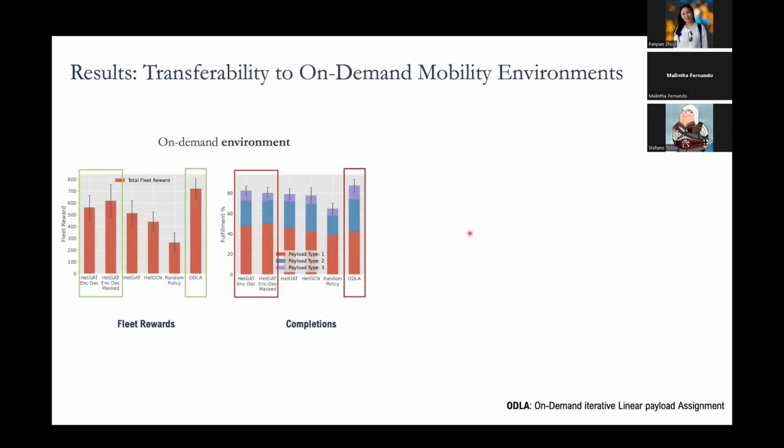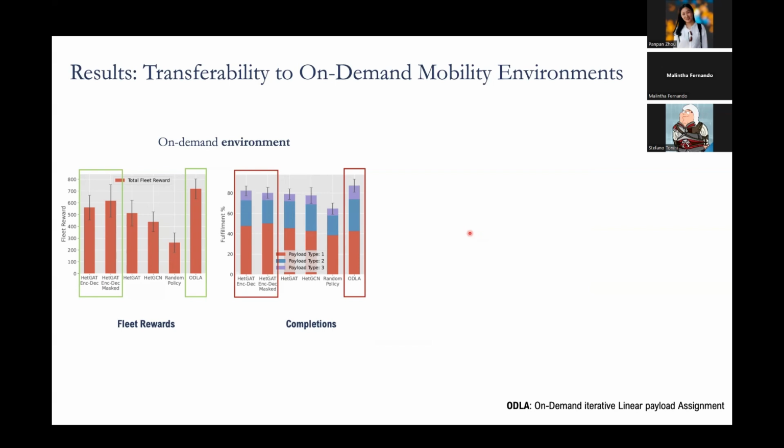These are some transferability results. In the on-demand environment, the green box on the left-hand side is the policy that we propose. Basically, we have the encoder-decoder policy, and then we took the same policy and did another experiment by masking the depots that we know do not have any suitable payloads for the vehicle. It's something we can do because we can observe the observations.